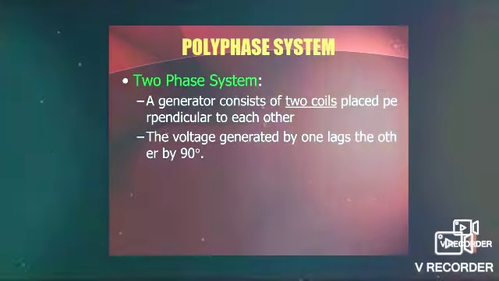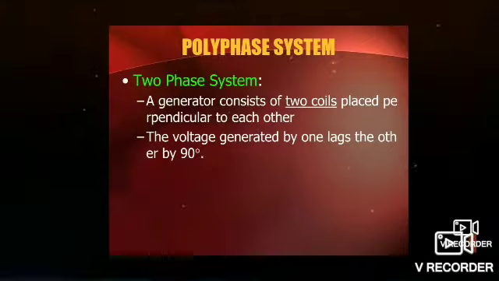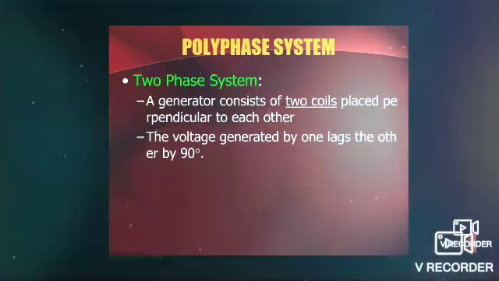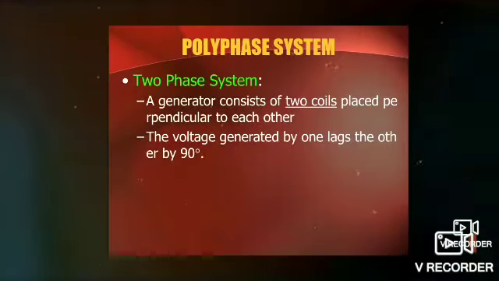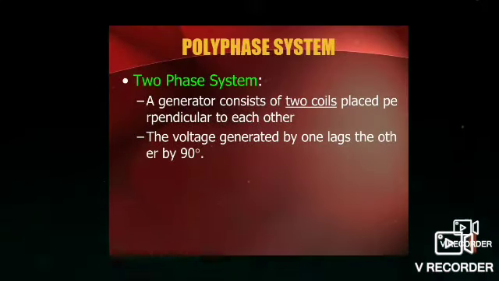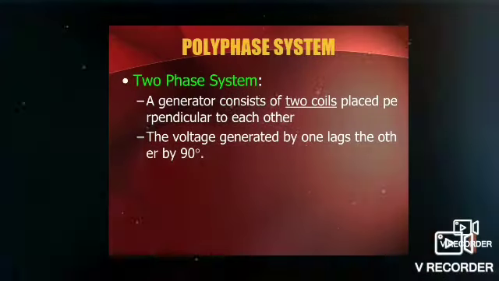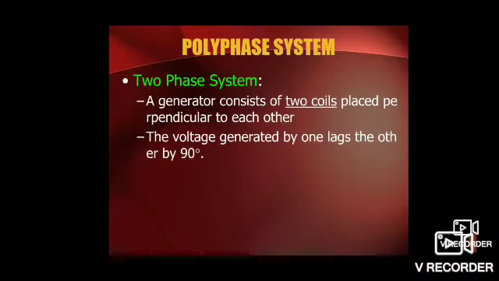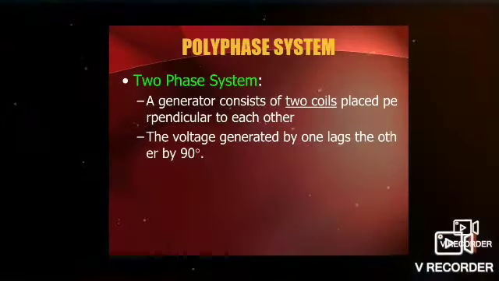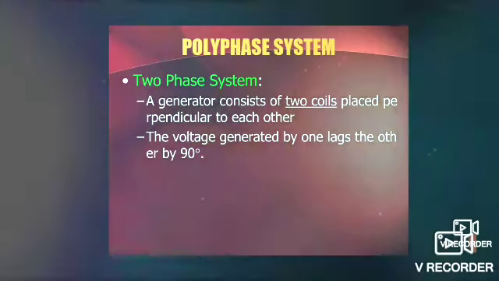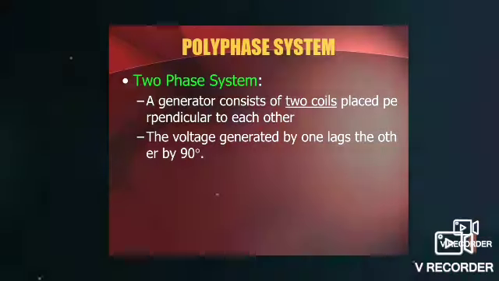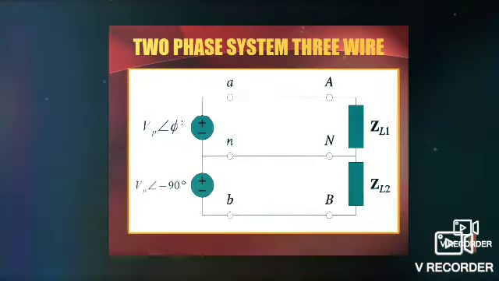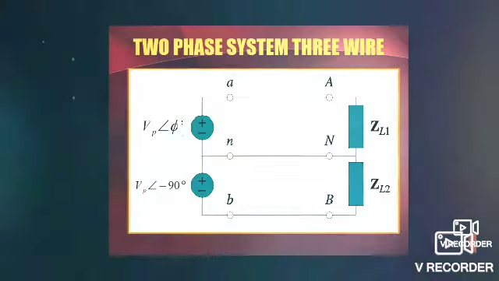A generator consists of two coils placed perpendicular to each other. So only we are getting 90 degree displacement. A generator consisting of two coils placed perpendicular to each other produces a two phase system. The voltage generated by one lags the other by 90 degree. The value of voltage is the same, but the voltage generated by one lags the other by 90 degree. So it is a lagging voltage, so it is minus 90. See the diagram? The voltage lags, so it is represented by minus 90 degree.